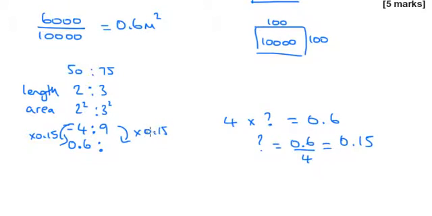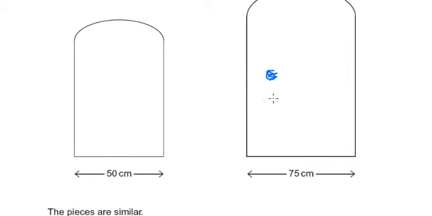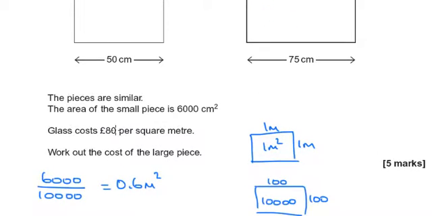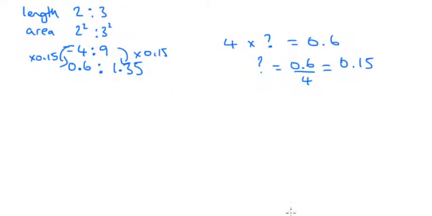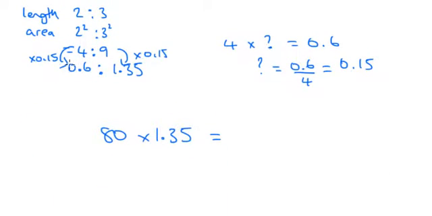So 9 times by 0.15 is 1.35. So the area of the big shape is 1.35 metres squared. And it says the glass costs £80 per square metre. So if we now do 80 times by 1.35, that will tell us the cost of the large piece. 80 times 1.35 is £108.